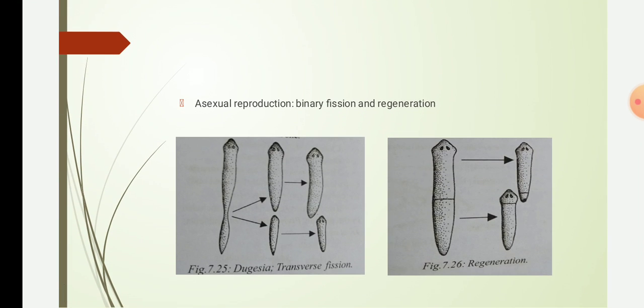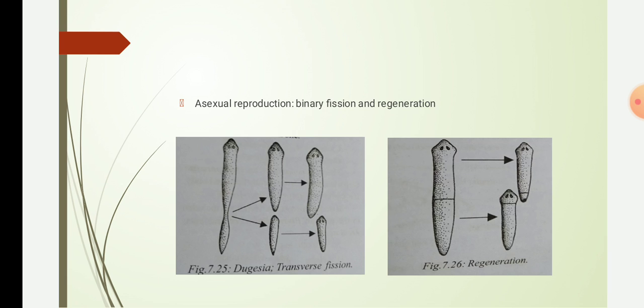There is a transverse division. The body divides transversely, and the posterior end lacks the head and the anterior end lacks the tail. There is a regeneration of the head and tail in the posterior part and the anterior part respectively, thus two complete worms are formed from one. Whereas in regeneration, what happens? The parenchyma cells play an important role in regeneration.